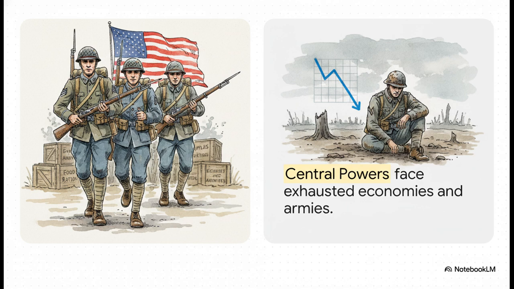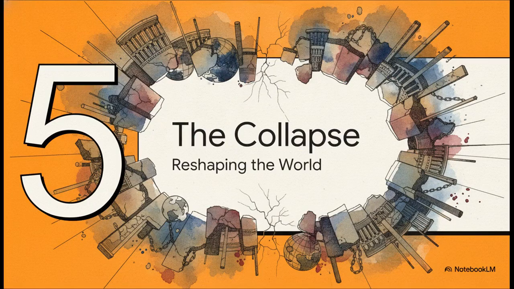On one side, you have the United States entering the conflict, pouring fresh troops and vital resources into the Allied effort. On the other side, the Central Powers are facing absolutely exhausted economies and armies that are desperately struggling just to continue fighting. The balance of power had decisively, permanently shifted. Part 5. The Collapse and Aftermath, Reshaping the World.